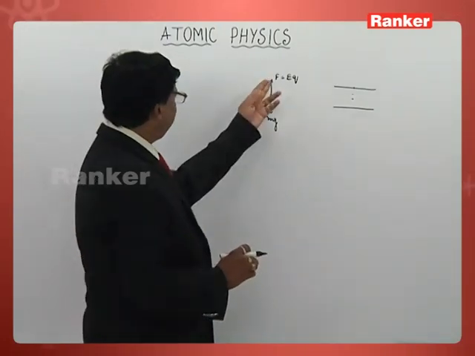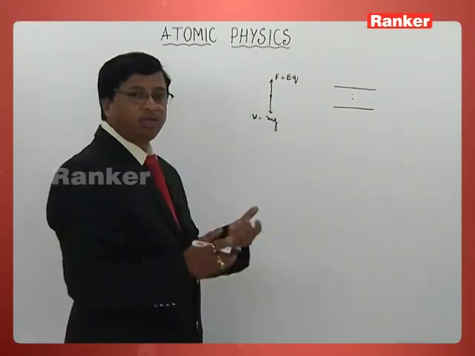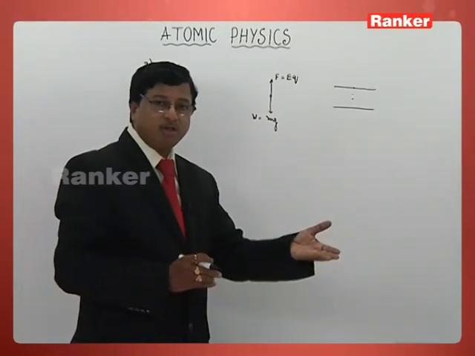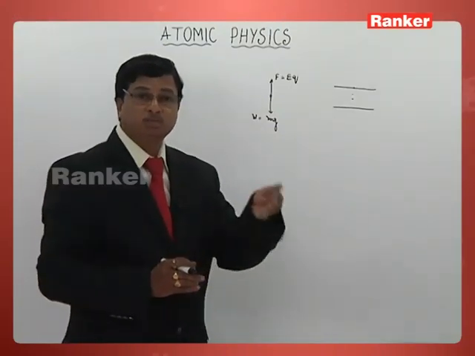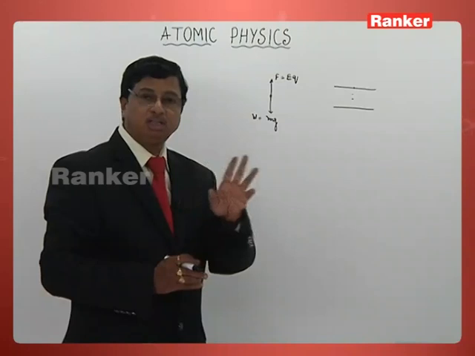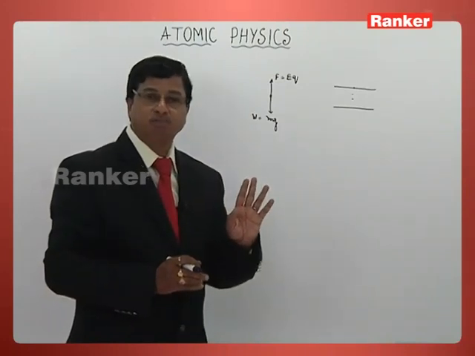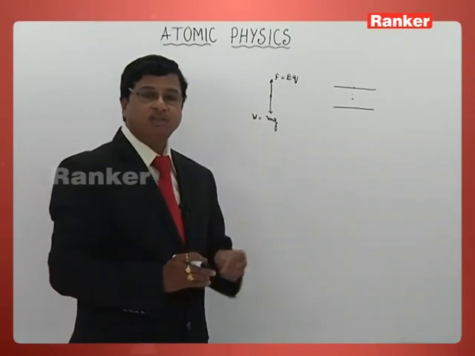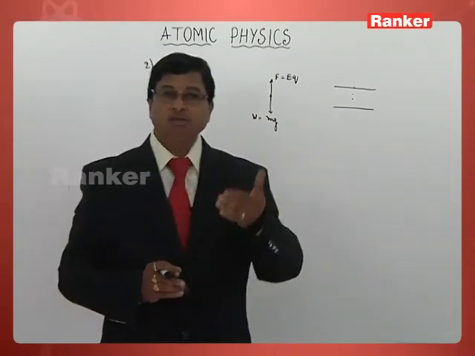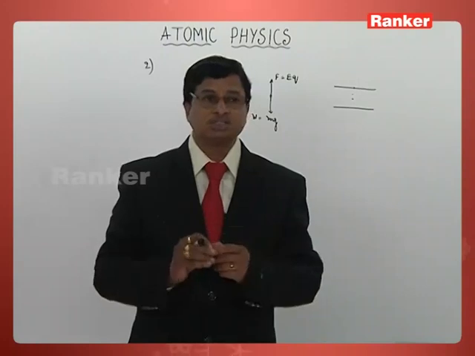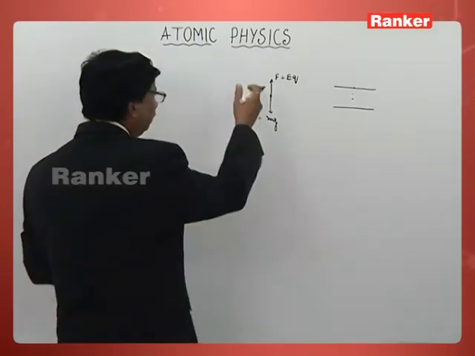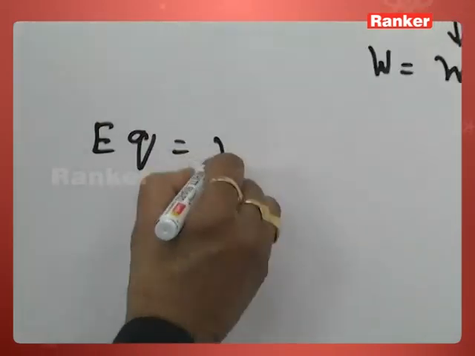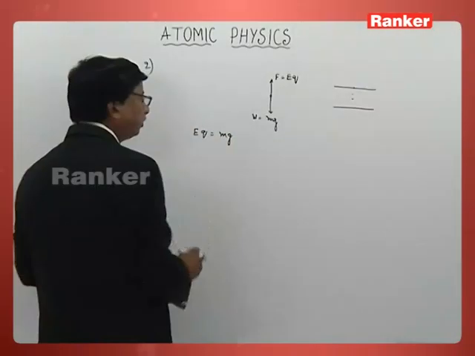So as long as these two are equal, what we can predict? The particle may either be at rest or may move with uniform speed, but definitely the particle will never have acceleration. So that is a condition for us to say that the particle is in equilibrium. That is the concept. Now let us equate these two. First of all, EQ must now be equal to mg.